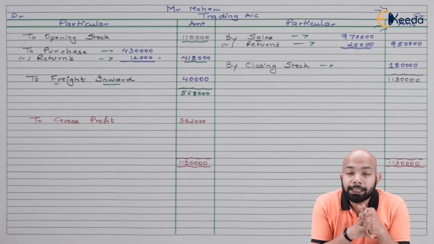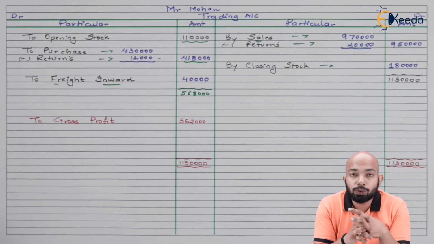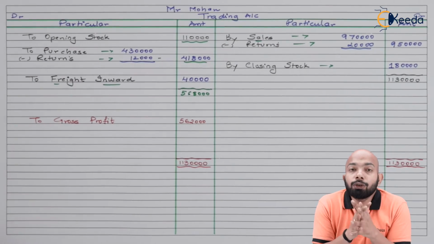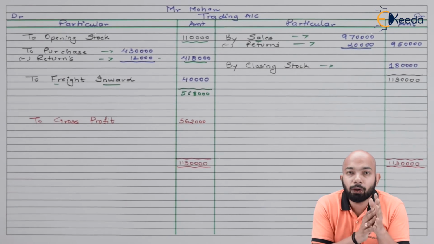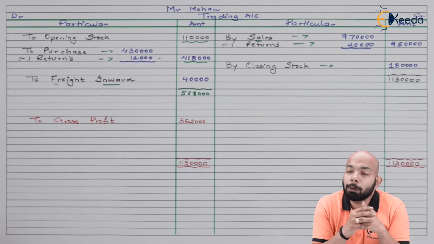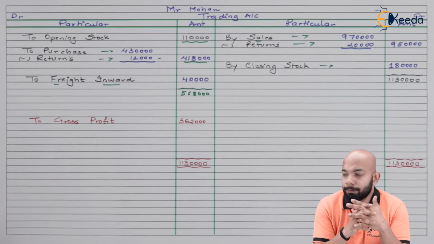So gross profit has been taken into consideration as 5,62,000. Now this will be moved to the preparation of profit and loss account, whereby it will be moved on the credit side of that account. Now let's start with the preparation of profit and loss account first.